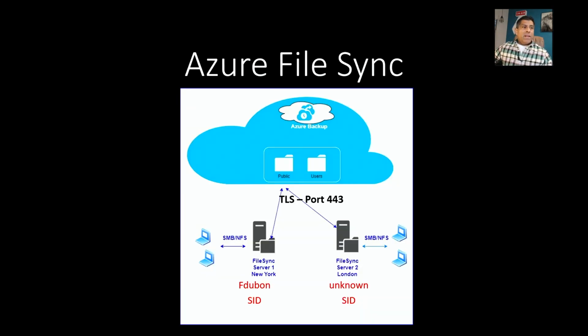So as you can see in the demo, in this case, two servers, an FDubon was created in New York, it had a SID. Then when you go to London, the file knows that there is an ACL on that file, but it doesn't know that SID. It does not know that account. So in this configuration, we're not going to be able to keep the permissions, because there is no central authority for the permissions.